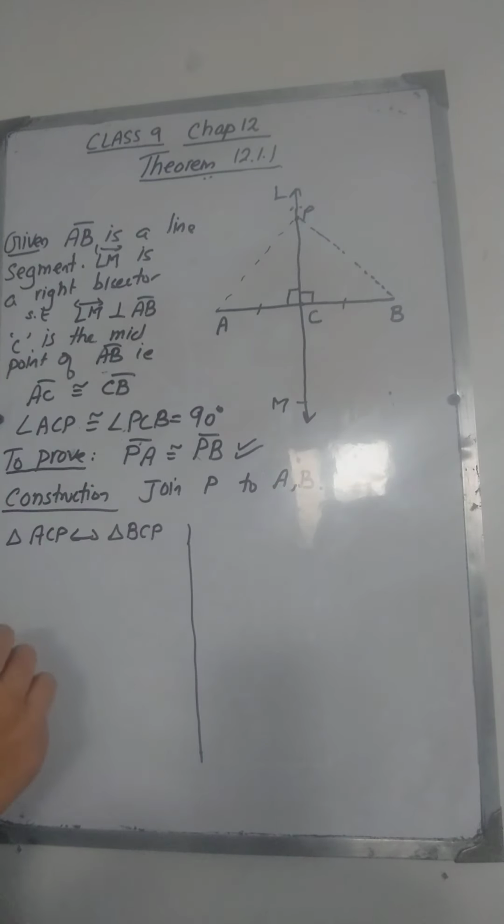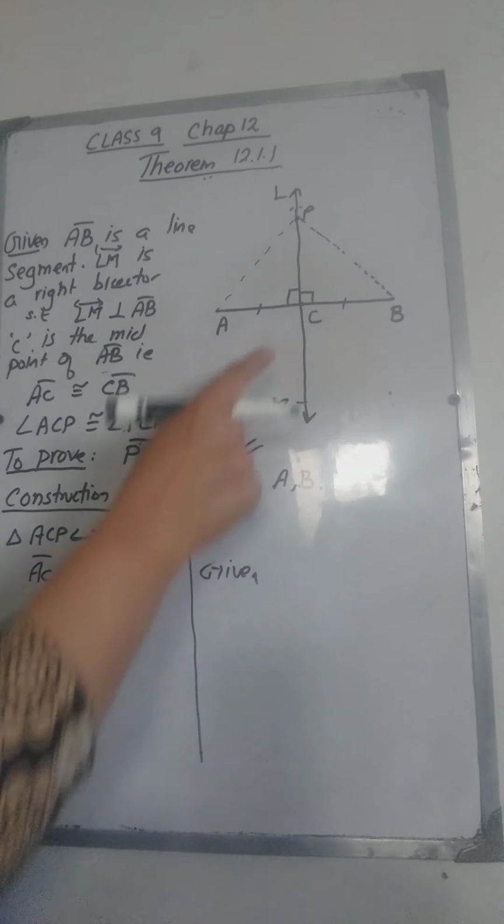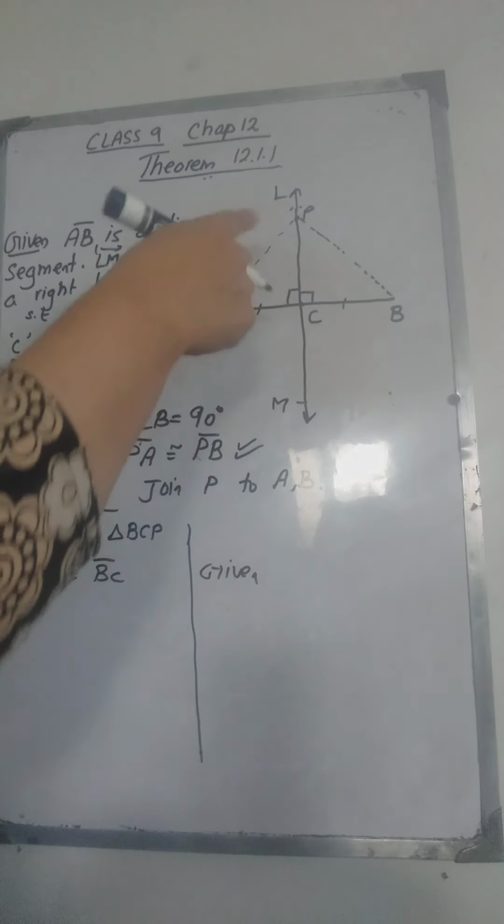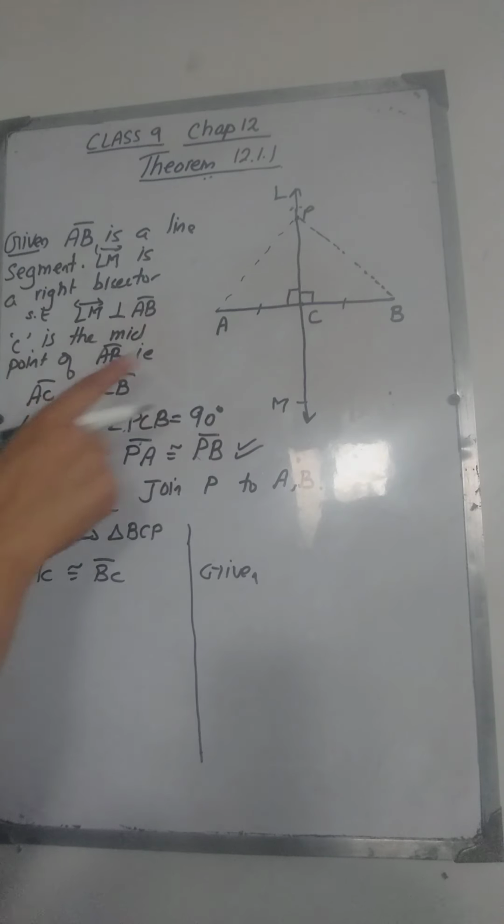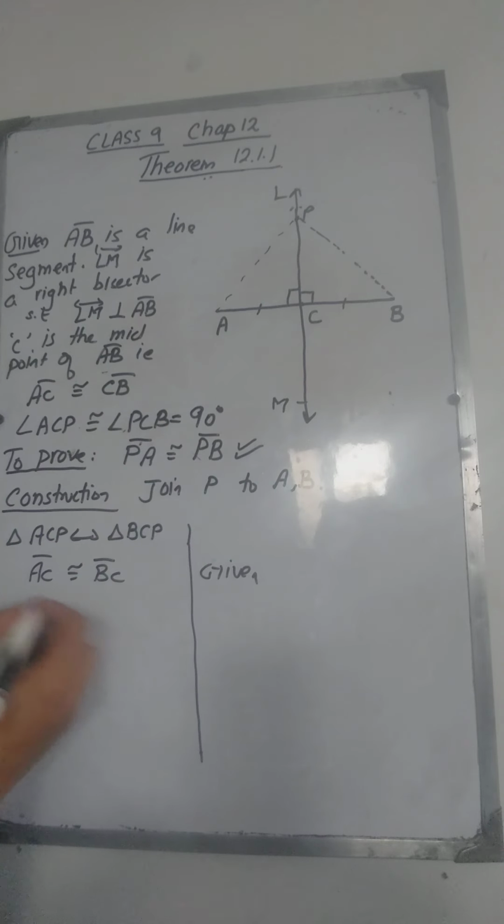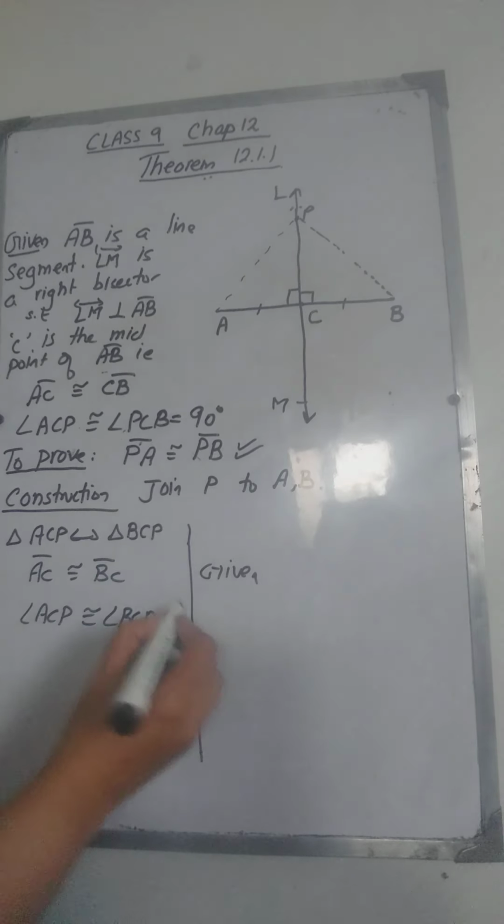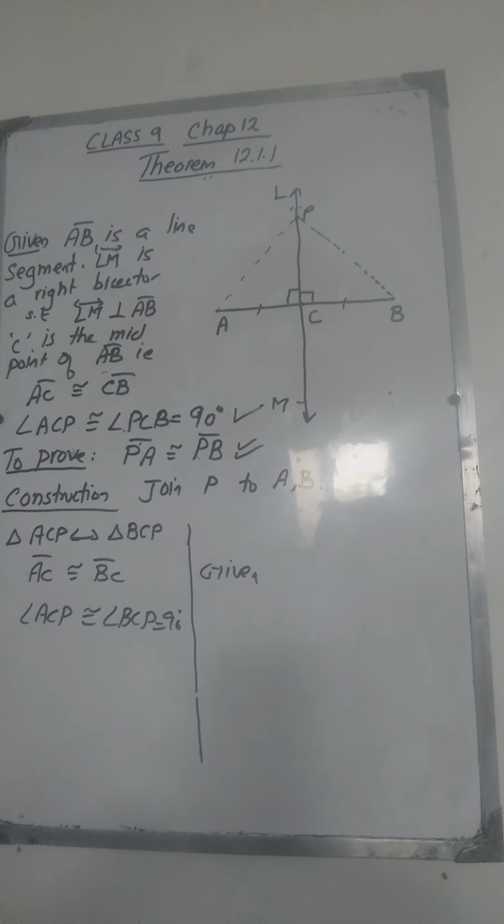In these two triangles, we know that AC is congruent to BC. This is because it was given to us. This is because C is the midpoint of AB, as LM is the right bisector, so it is dividing AB into two equal halves. AC is congruent to CB. Okay, angle ACP is congruent to angle BCP. This is also given to us, because this is the right bisector, and according to the definition of the right bisector, the right bisector is always perpendicular to AB.